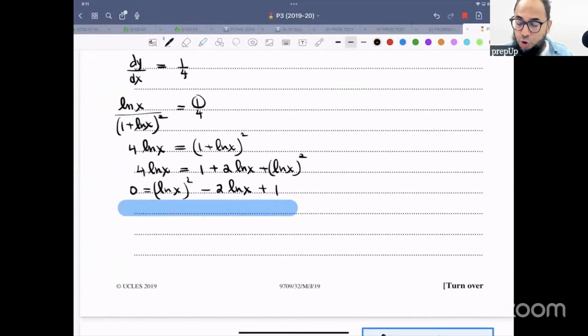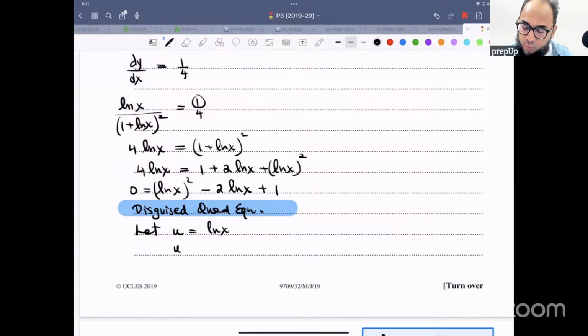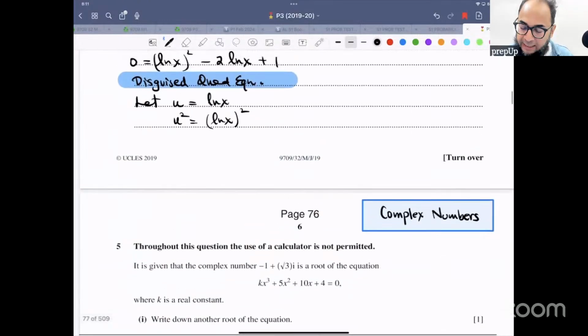You are getting a disguised quadratic equation in terms of ln. So now make a substitution. Let u equal ln x. Therefore, u squared is ln x the whole thing squared. And I need some more space.